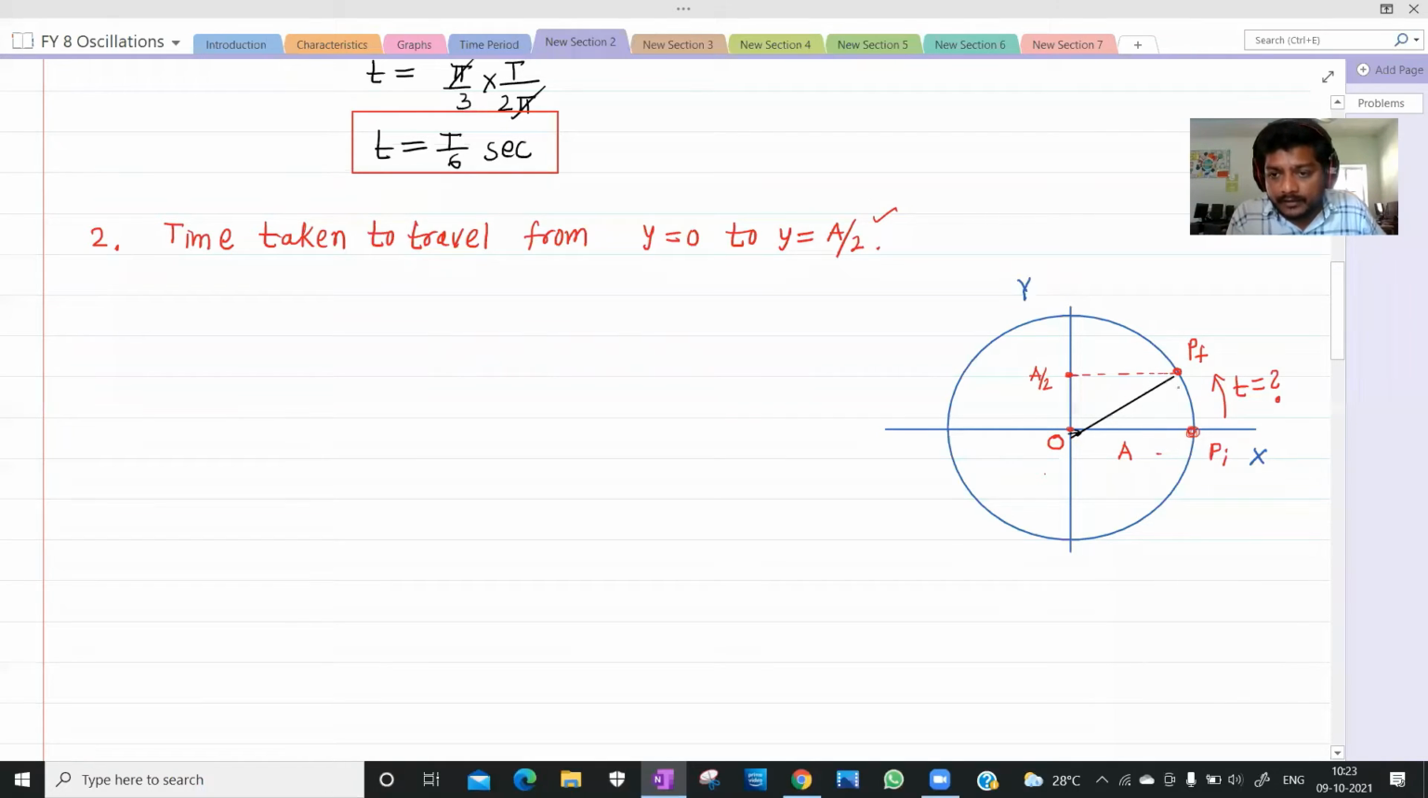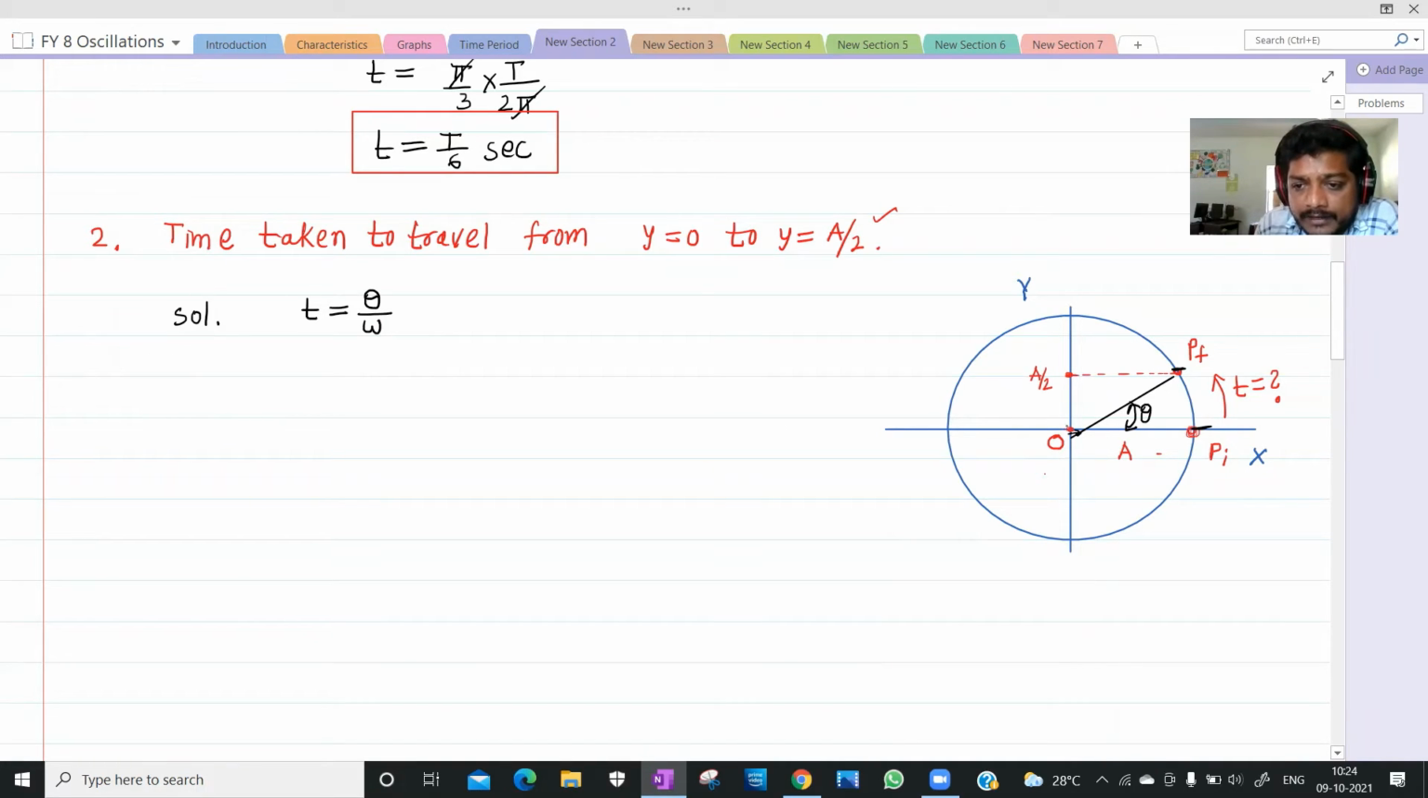See here, this is P initial and this is P final. The angle between P initial and P final is called what? Theta, angular displacement. Is it fine? Theta equals omega t. We need to find out t. t is nothing but theta by omega.